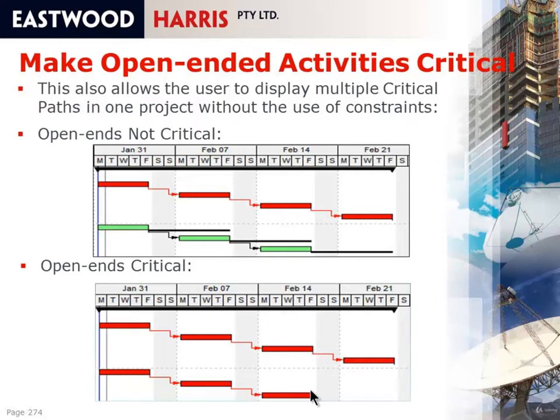This is quite useful if you've got a project that has separable parts and you need to show the critical path for each separable part. This can happen when you've got a large project such as a mine, which is the mine, the pit, the railway, the ship loading area, and you want a critical path for each. Or if you've got a hotel upgrade where each floor needs to have its own critical path.